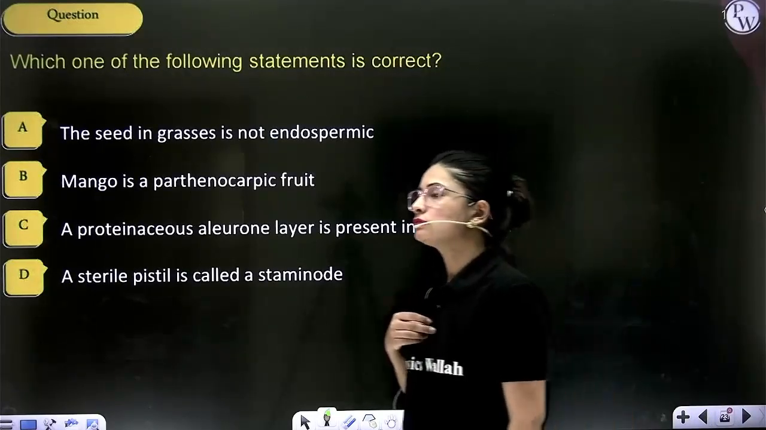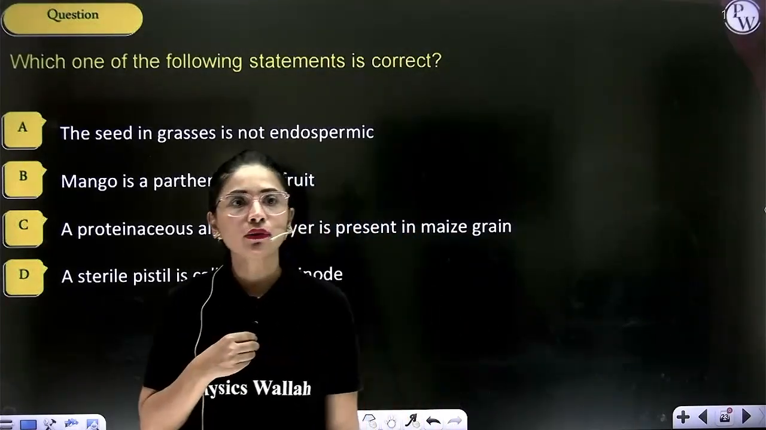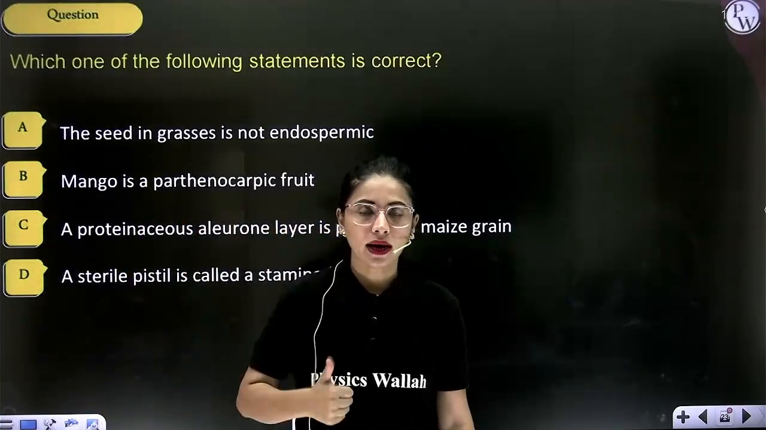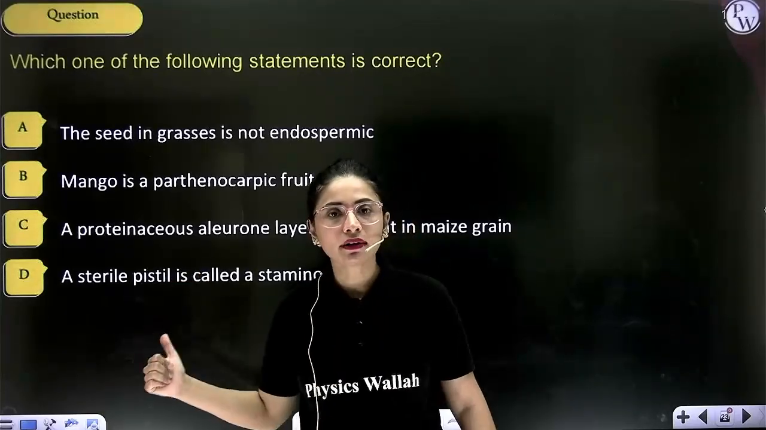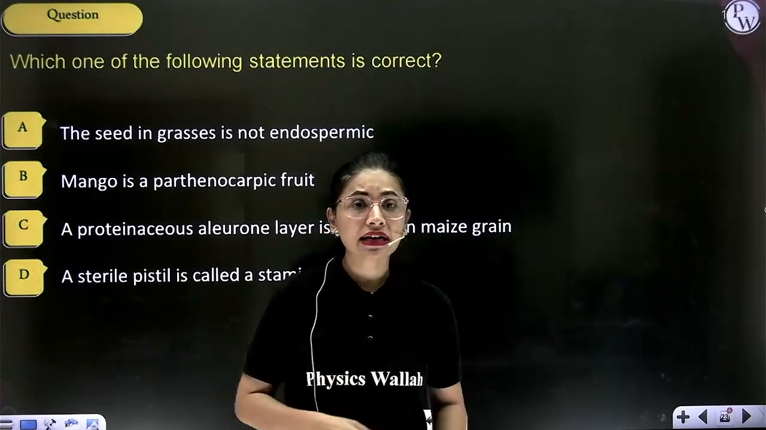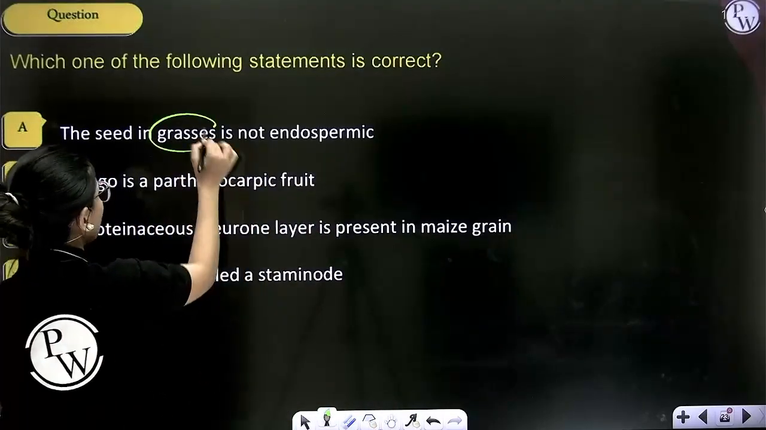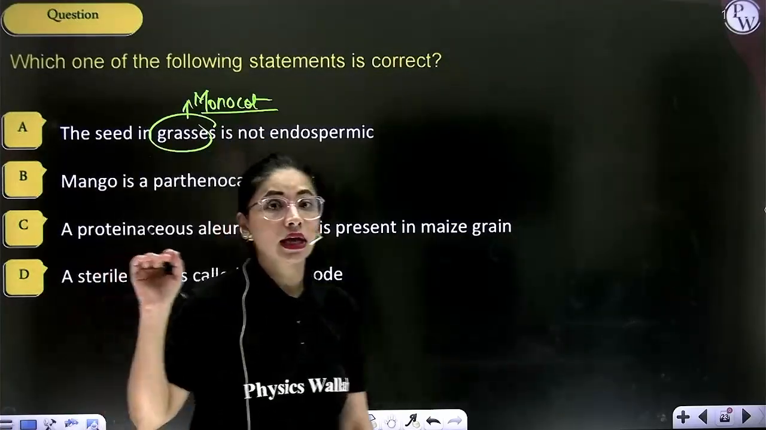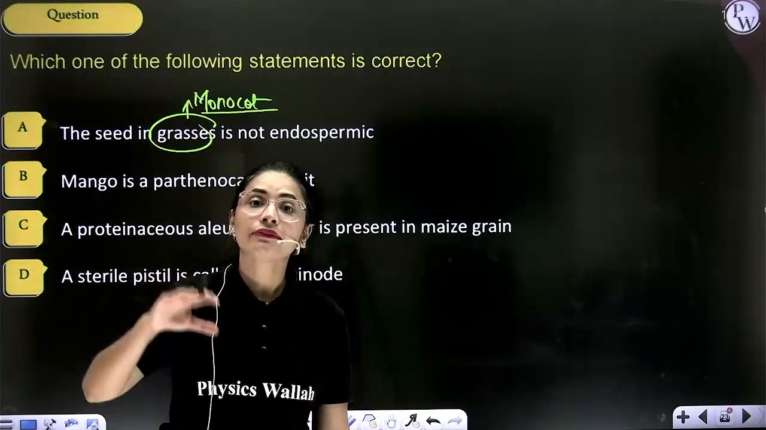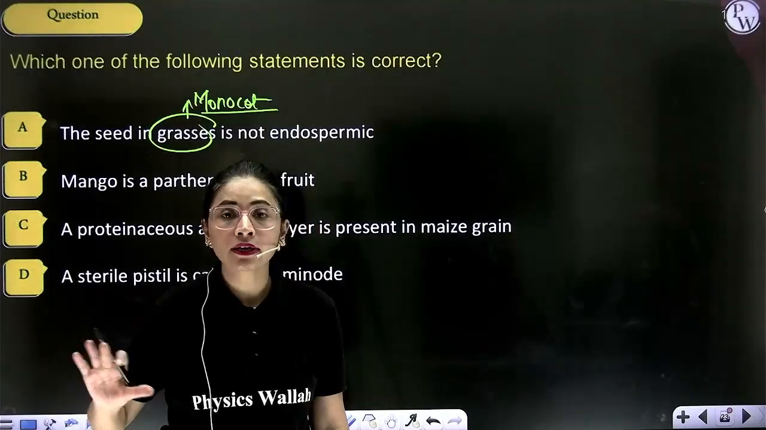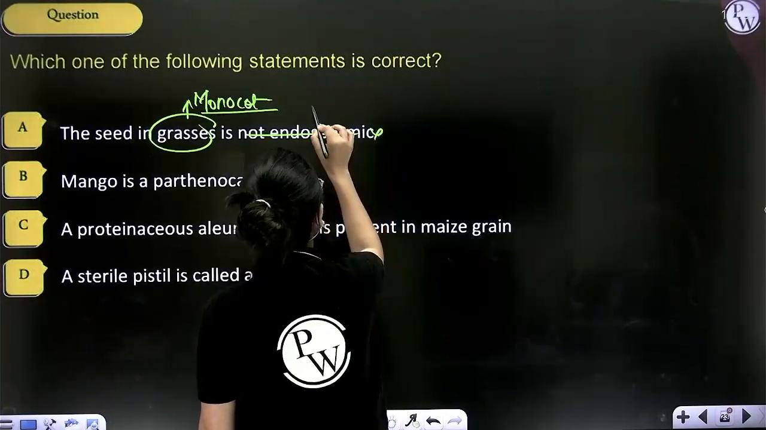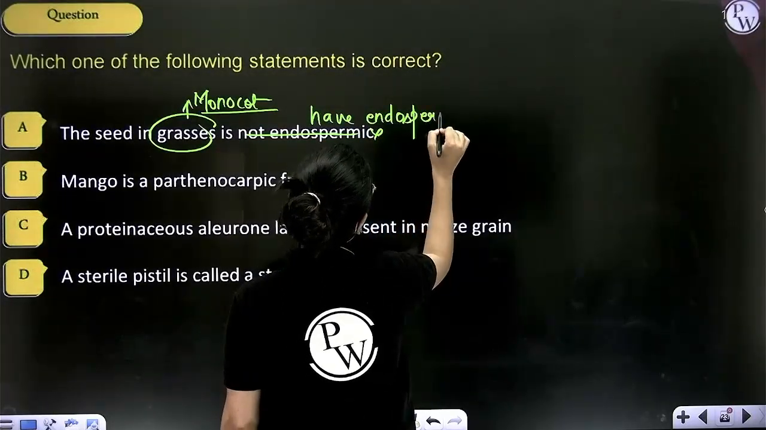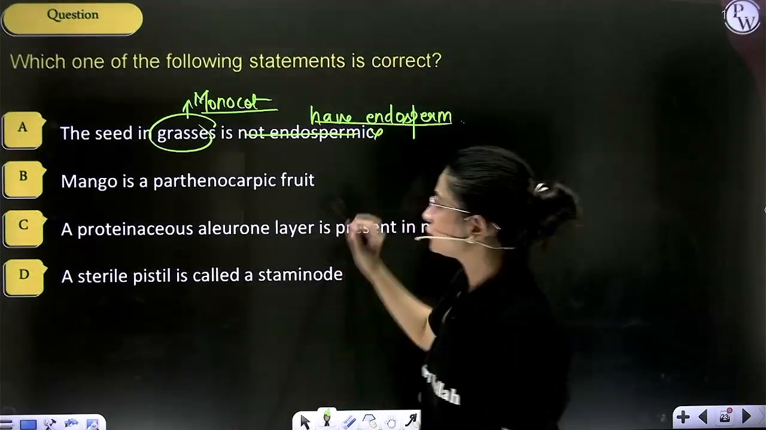Okay, now next question. Which of the following statements is correct? Now out of the four statements, three will be wrong, one will be correct, and that correct statement will be your answer. Now first, seeds in grass is not endospermic. Grasses, beta, they are monocots. And if you remember, in monocots, the seeds have endosperm. They are not non-endospermic. This is wrong. They have endosperm. Correct? So first statement is wrong.